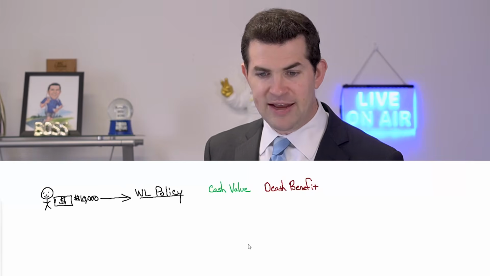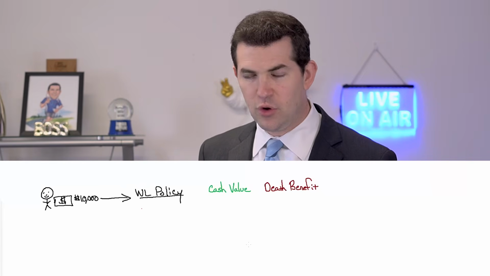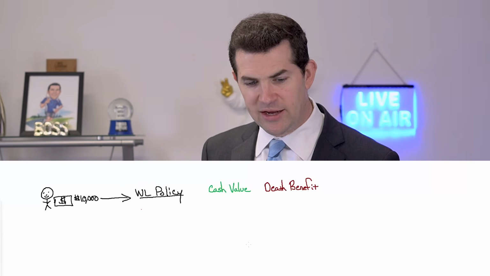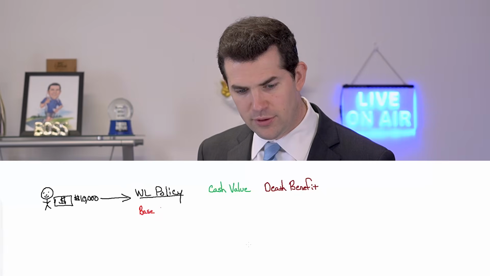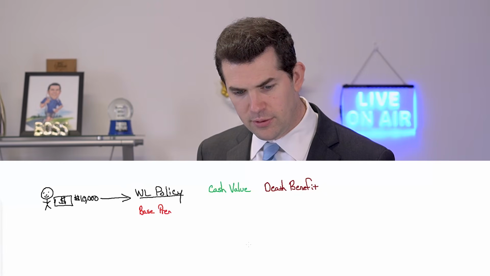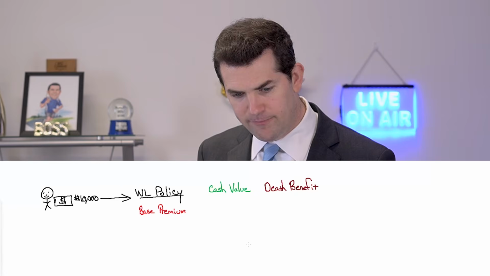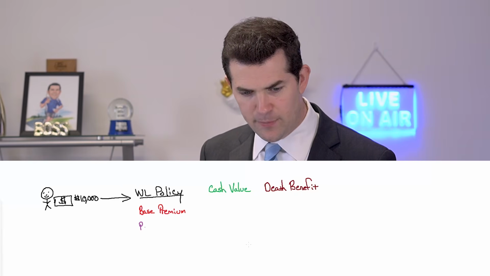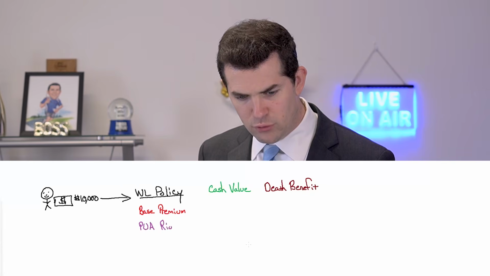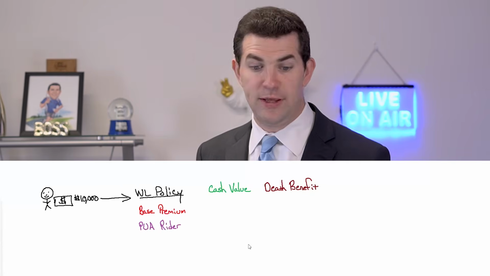So that $10,000, where's your money going? It can go toward two main areas. The first is called your base premium. The second is called your paid up additions rider, often referred to as your PUA rider.